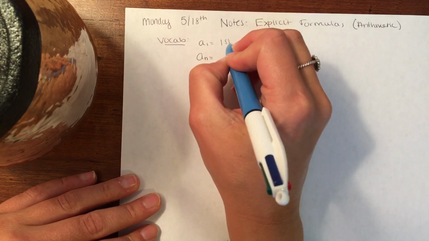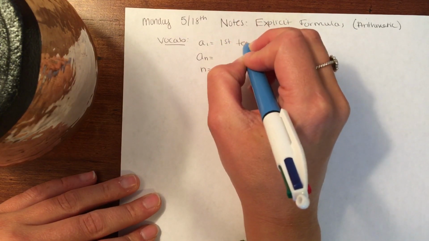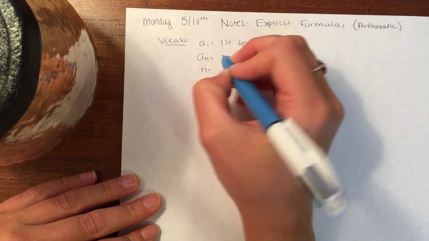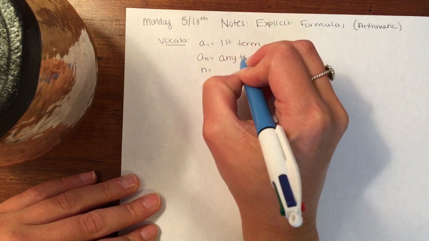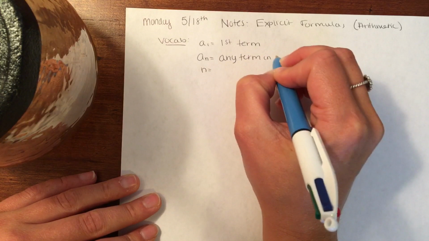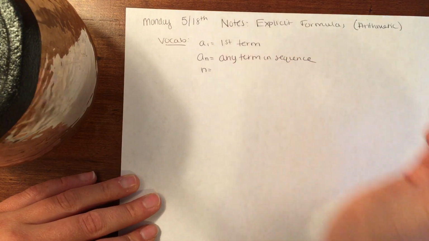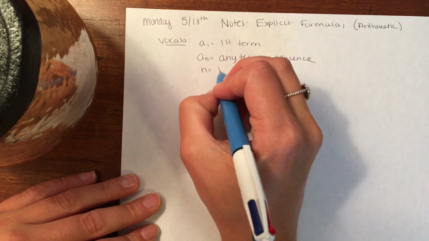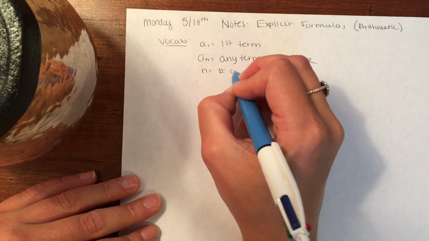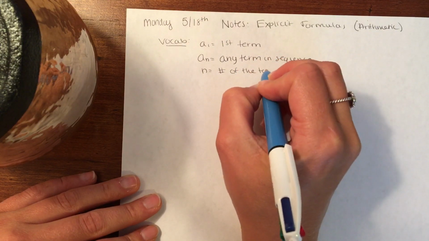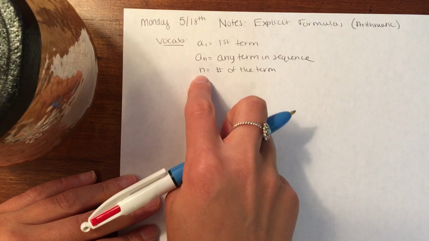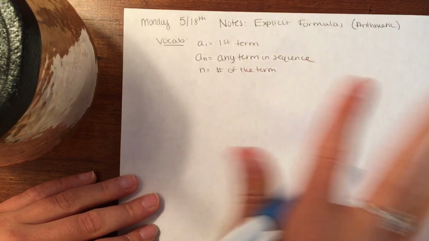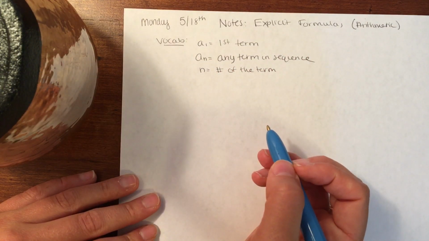A1 means the first term in the sequence, first term. AN means any term in a sequence. And N means the number of the term, which I'll talk about a little bit more. I don't think I want to add any more right now.